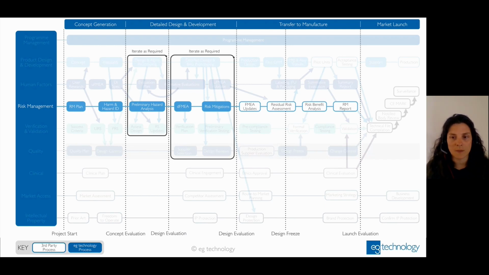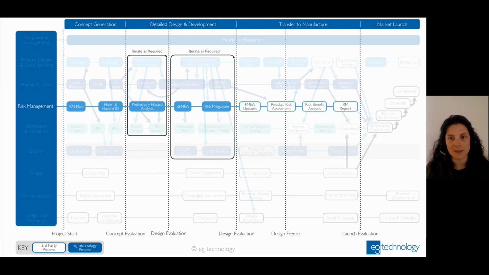Then once you go into the transfer to manufacture phase, there might be other types of FMEA you want to do, such as a process FMEA or a transport FMEA, depending on your product and your processes, and what might be key risks to look into and to mitigate.